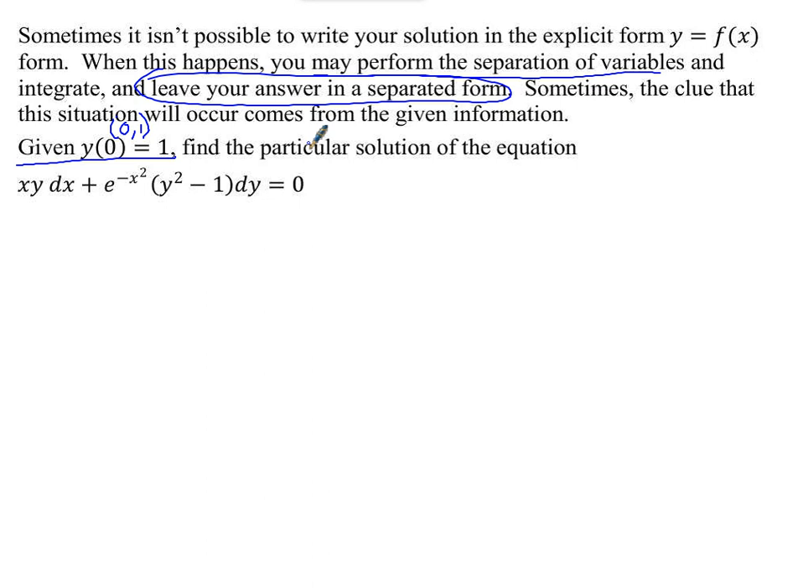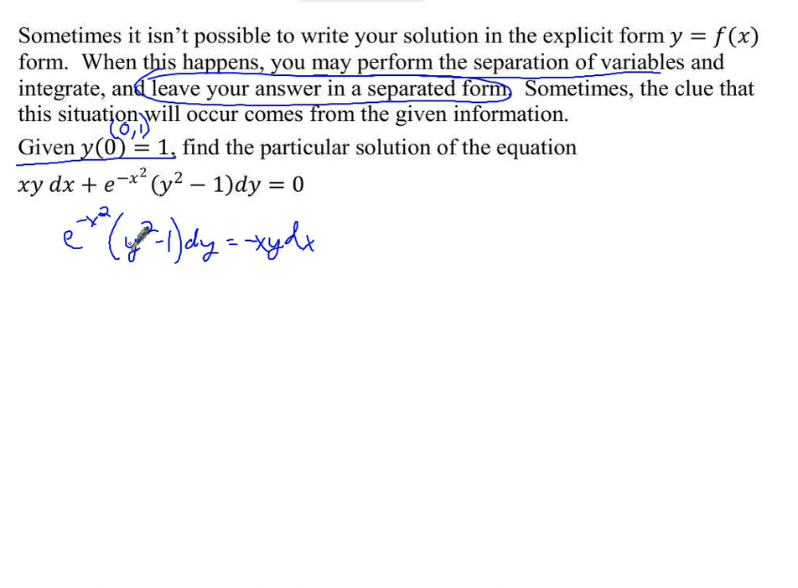Okay, so for sure this thing needs to go over here. Okay, so now we have e to the negative x squared times y squared minus 1 dy equals negative xy dx. Now what? Divide both sides by y. Because of this y on the wrong side, it has to be over here.